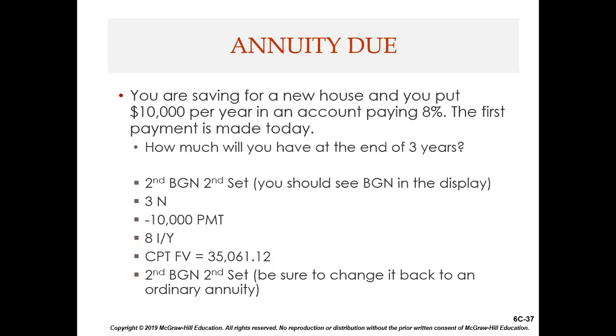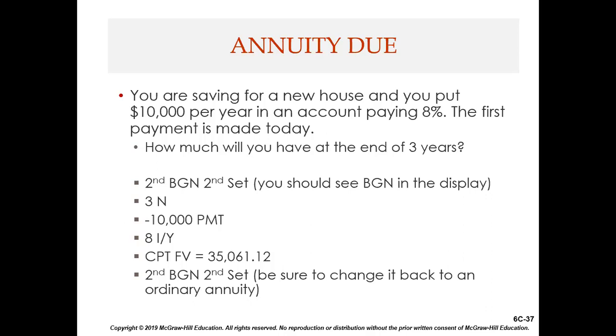I'm solving for future value here, so present value is 0. PMT will be $10,000. Here's the key. I'm going to go down to where I have my PMT and the words end and begin. I'm going to make sure I arrow over to begin and that's the word that's highlighted now, because that's when the payments are occurring, the beginning of each year. Then I'm going to arrow back up so my cursor is highlighted near future value, because that's what I want to calculate for, alpha, enter. And you should get $35,061.12.